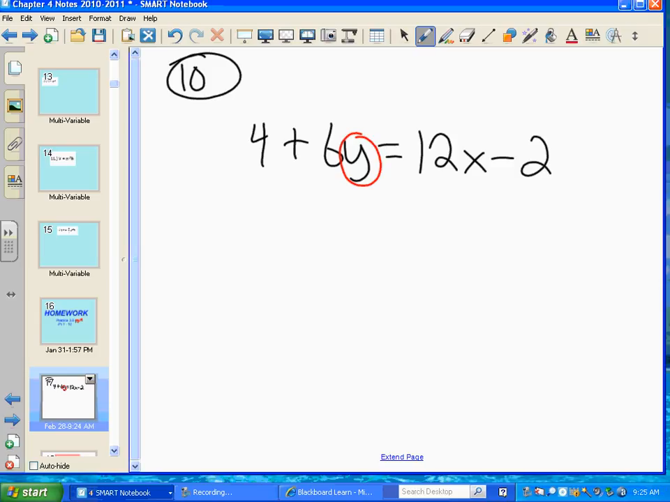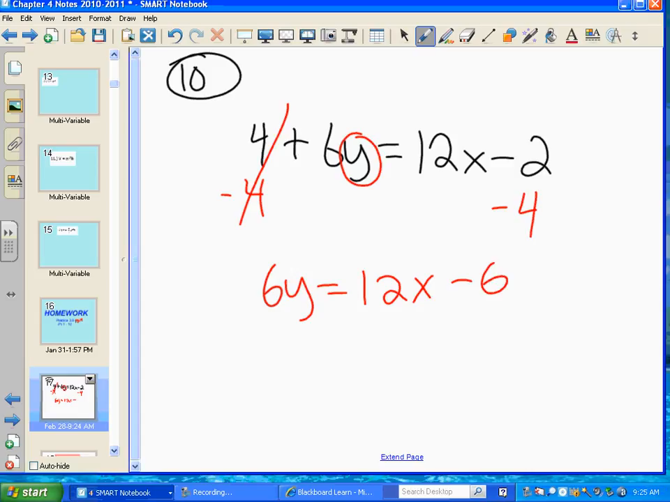Good. The very first thing you need to do in number 10 is subtract 4 on both sides. Get the number to the other side. In other words, move any term that's in front of this y term. So minus 4 on both sides, gone. We have 6y equals 12x. Negative 2 minus 4 is negative 6. So subtract. And then, Amanda, what's the next thing we need to do?